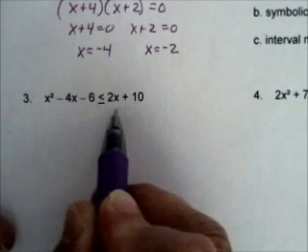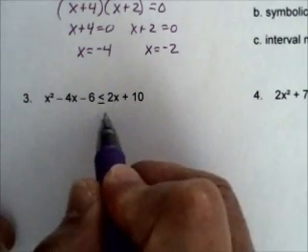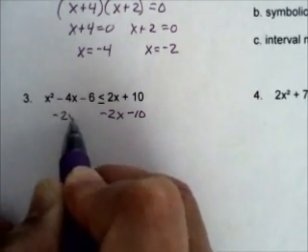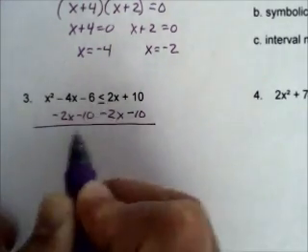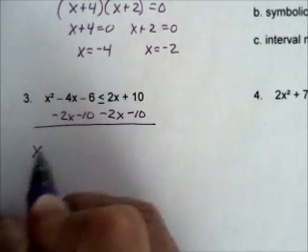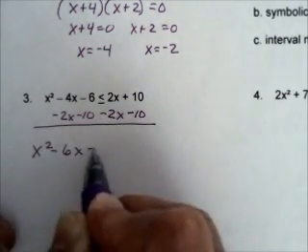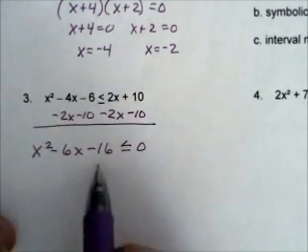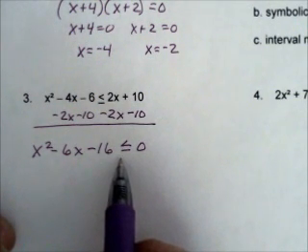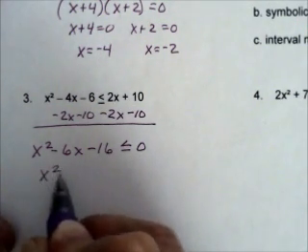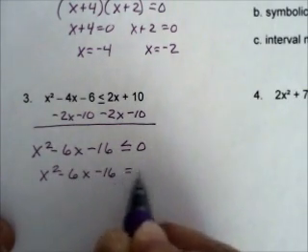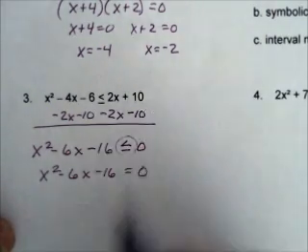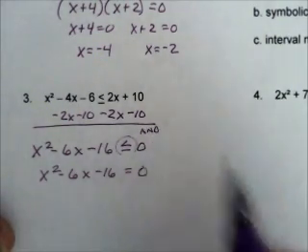All right, I need to put this in standard form first, so let's subtract 2x and subtract 10 from both sides, and combine like terms where appropriate. So we have x squared minus 6x minus 16 is less than or equal to 0, right? Now solve it as if it's an equation. So let me actually change it to an equation, keeping in mind that our original inequality is a less than or equal to, so that's going to be an "and," that's just shading between.